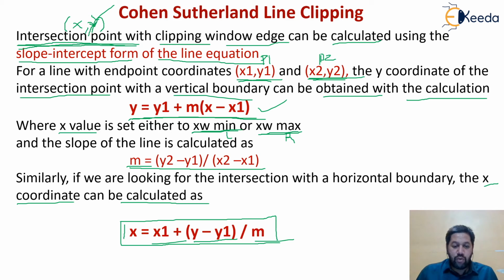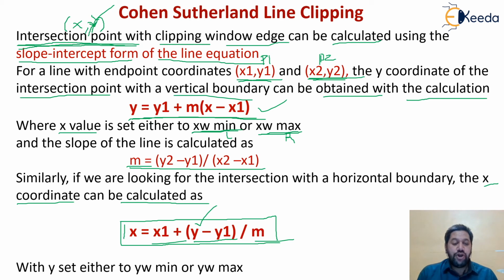Now here, what is the y to be set? Y is to be set to maybe the bottom edge or maybe the top edge. That is what we have mentioned here, where I want to find out the x value of the intersection point. So this is the x value of the intersection point, and the formula for this is x is equal to x1 plus y minus y1 upon m. And what is the y value?